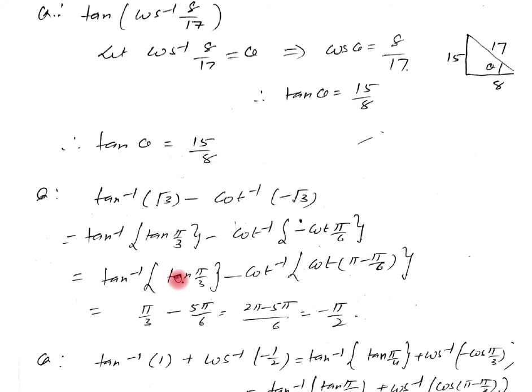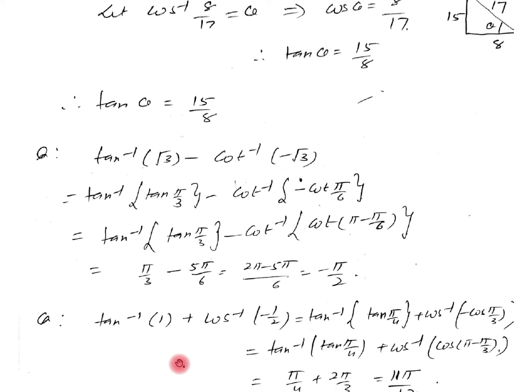Now it is what? Tan inverse tan pi by 3 minus cot inverse cot of pi minus pi by 6. So it is pi by 3 minus, and pi minus pi by 6 is 5 pi by 6. Simplifying, we are getting the answer as minus pi by 2.